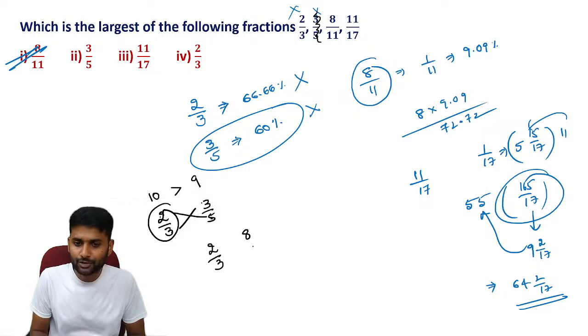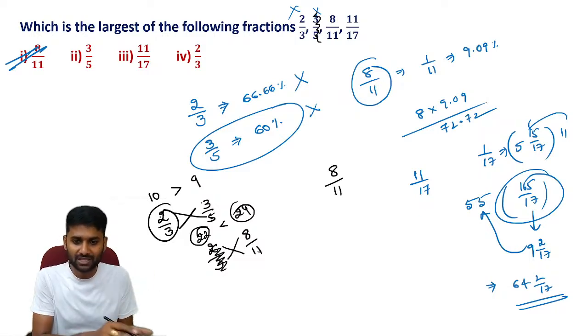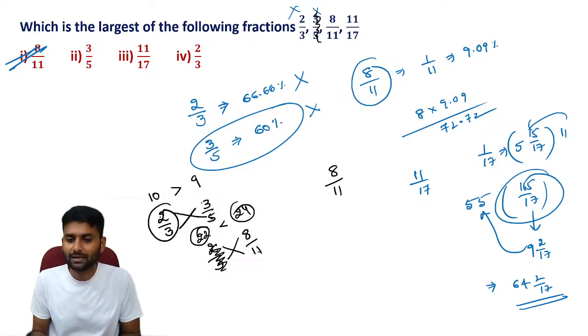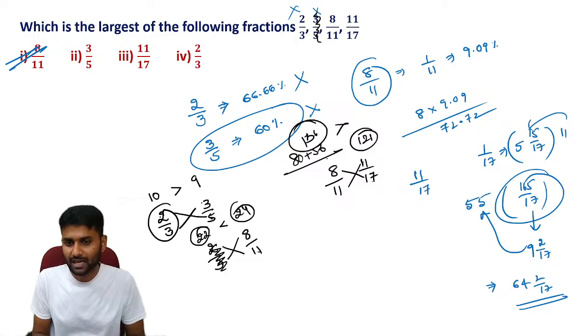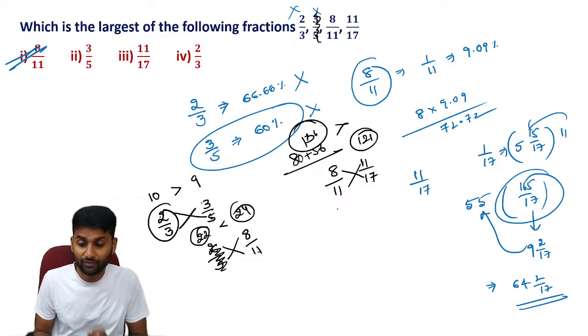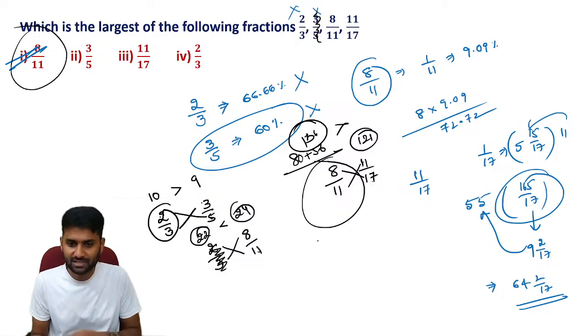Next, again you can compare 2 by 3 and 8 by 11. Cross multiply them. 11 into 2 is 22 units, 3 into 8 is 24 units. Now 2 by 3 is less, which means definitely 8 by 11 is the largest fraction compared to 3 by 5 and 2 by 3. Now again compare with the last one, 8 by 11 and 11 by 17. Just cross multiply them. 11 into 11 is 121. 8 into 17 is 136. If 136 is greater than 121, we can say that 8 by 11 is the highest among all the fractions. This is another method.